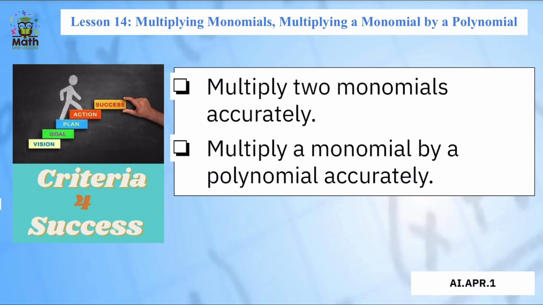Welcome to lesson 14. In this lesson, we're going to multiply monomials, those one terms, or multiply monomials by polynomials. So that's what you're going to see. We want to make sure that we can actually accurately multiply two monomials, making sure you get the correct answer, and that you can multiply a monomial by any polynomial accurately. So that's our big word for today, accuracy, because it matters.